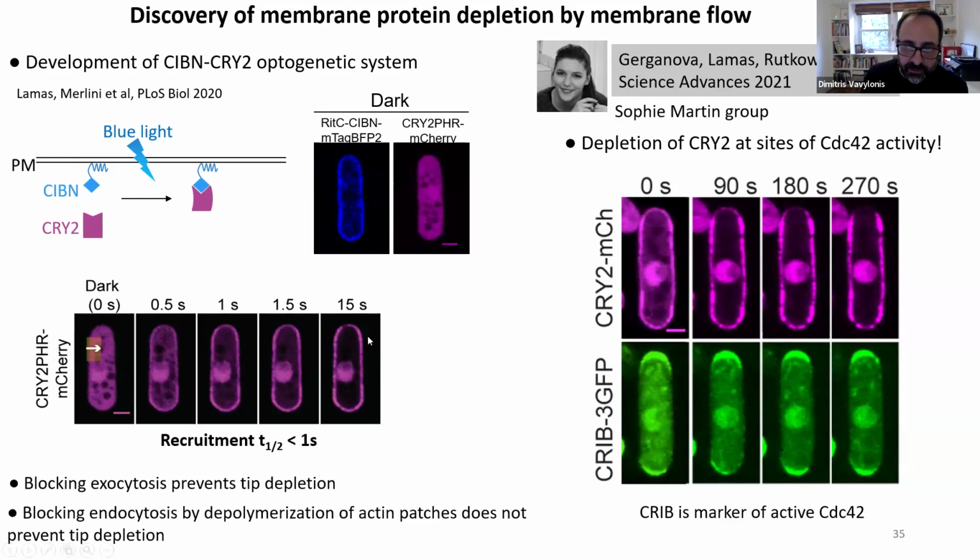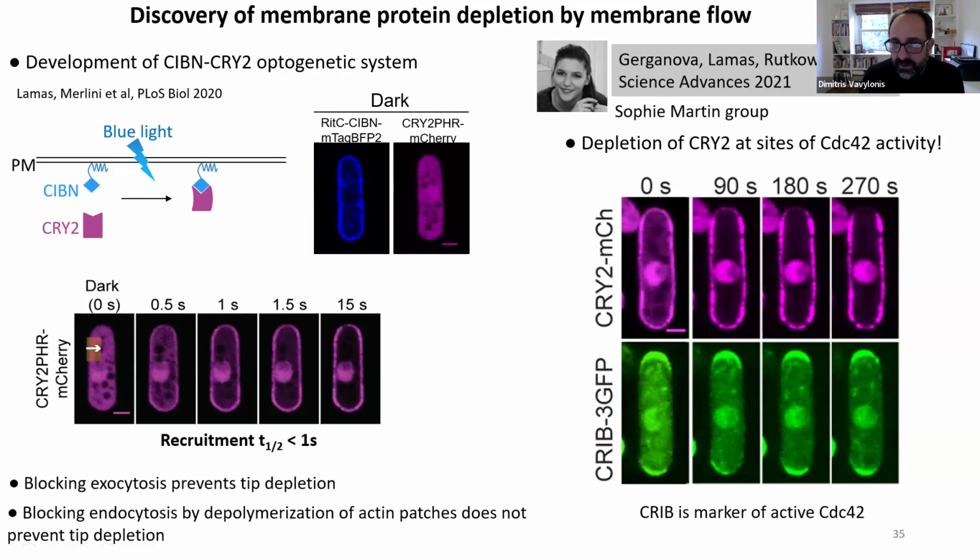But then she observed that over time, and you can see maybe here in the image to the right, this CRY2 is slowly displaced away from the tips. So the tips get cleared from this protein. This is where the active CDC42 is located, as measured here by CRIB. And this displacement of this protein from the tips depends on exocytosis, the delivery of vesicles to the tips of the cell.